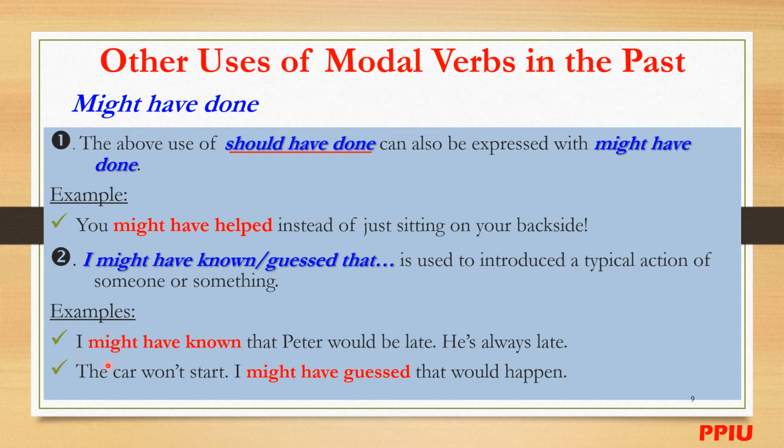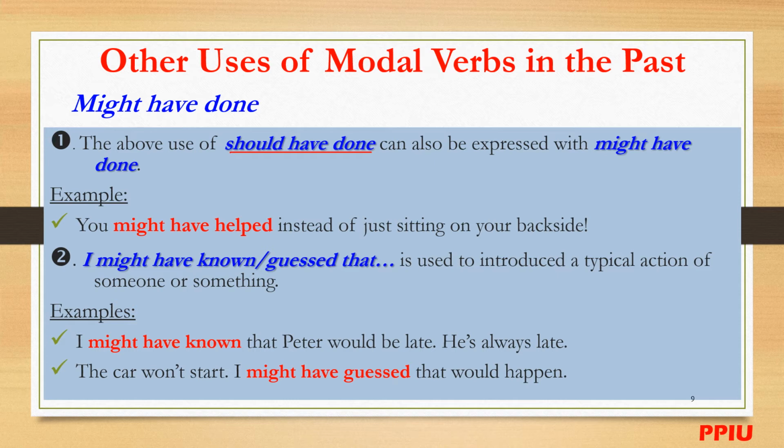Okay, the next one: the car won't start. I might have guessed that would happen. The car is normally okay, but on that day something went wrong that you did not expect. Regarding something going wrong, we can say it is not normally okay. All right. Okay, that's it for might have done.